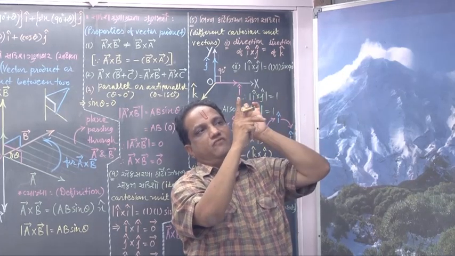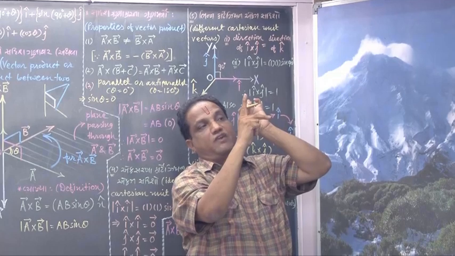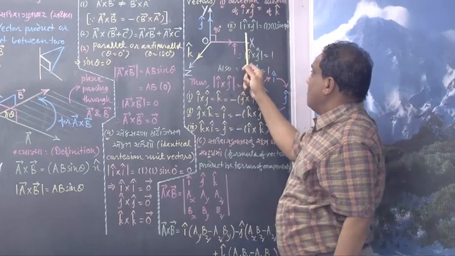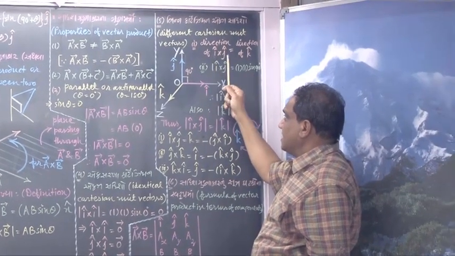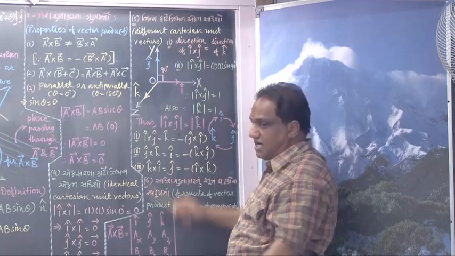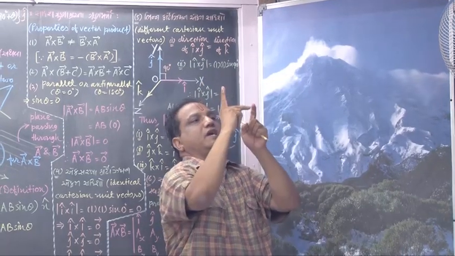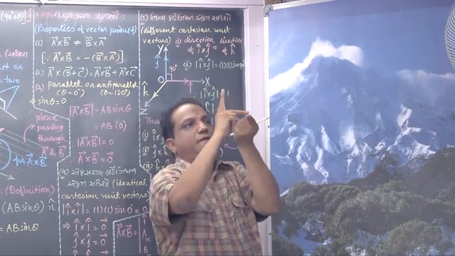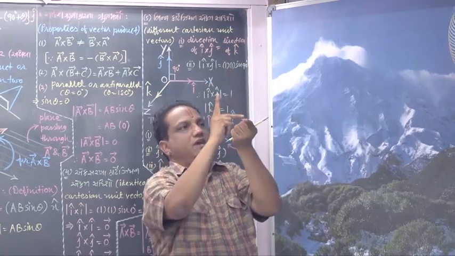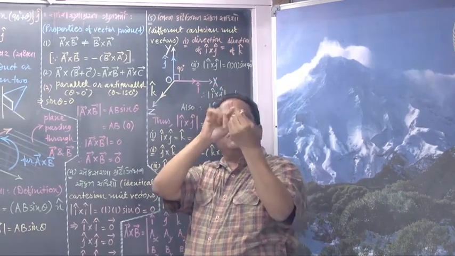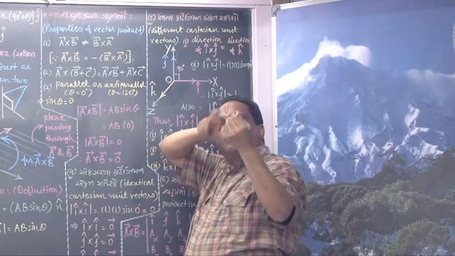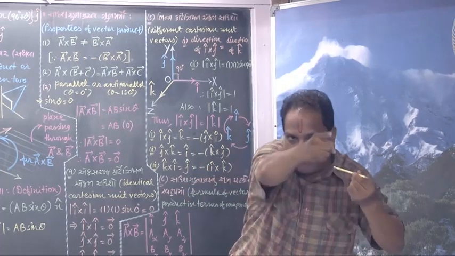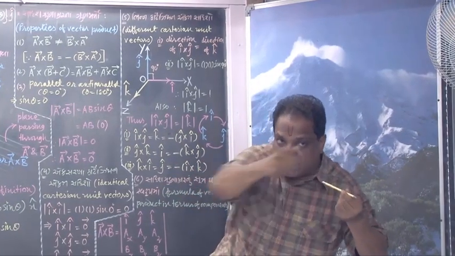Now what is the rule? You should rotate the first vector towards the second vector. I want i hat cross j hat. This is first, this is second. I should rotate the first towards the second. Look, this is i hat, this is j hat. I should rotate i hat towards j hat this way, and in the same way I should rotate this right-handed screw in this manner. If I rotate this way, then it will advance this way.